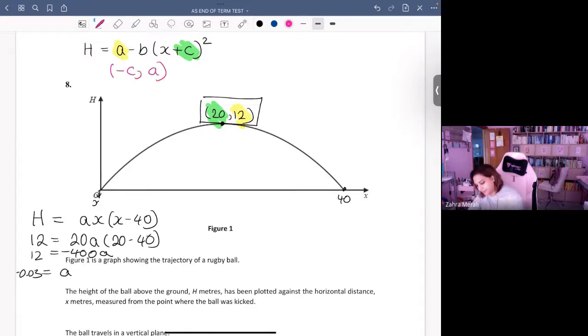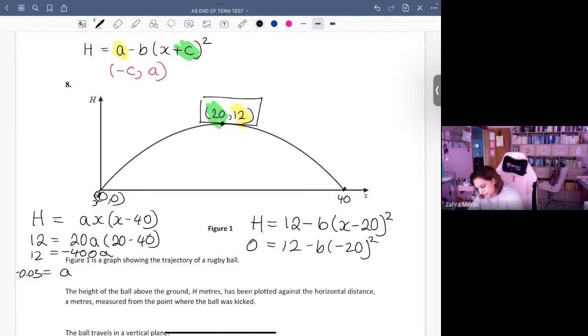So we could have written this equation as H equals 12 minus B x minus 20 squared. And then to find the B, we could have substituted in 0, 0. So 0 equals 12 minus B minus 20 squared. And you'll see that B comes out to be 12 over 400 again. So we'll get 0.03.